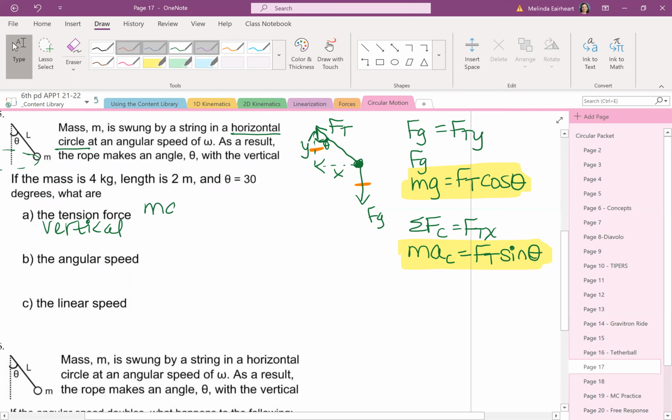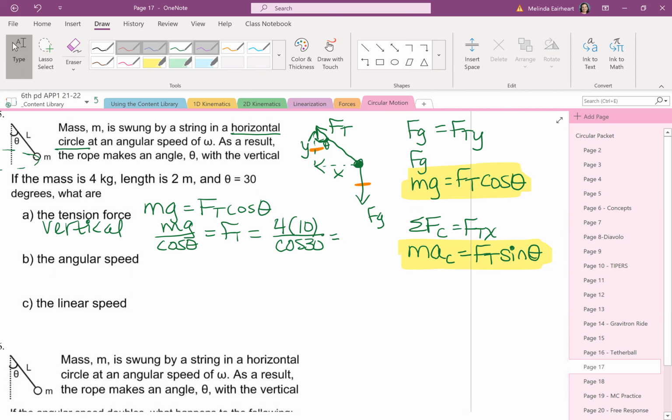And so mg equals ft cosine theta. Solve it for ft by dividing both sides by cosine theta. Plug in what you know. They said the mass is 4 kilograms. I'm going to use 10. Somebody be calculator ready. Divided by cosine 30. Now, as you calculate, remember we said the weight, 40, is the vertical component. We're solving for the hypotenuse. It should be bigger than 40.